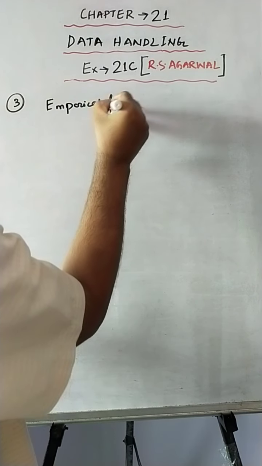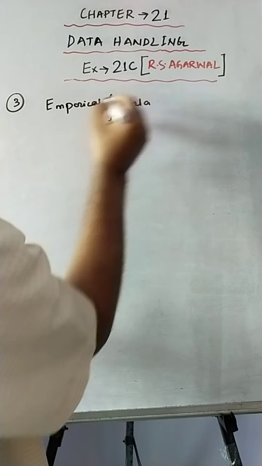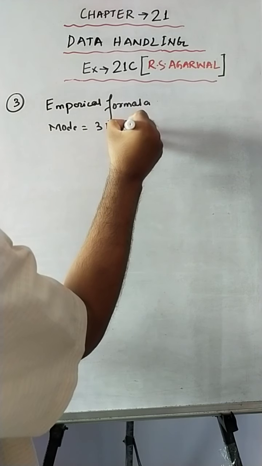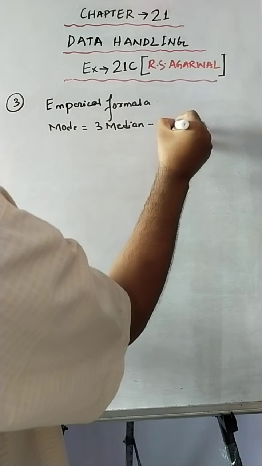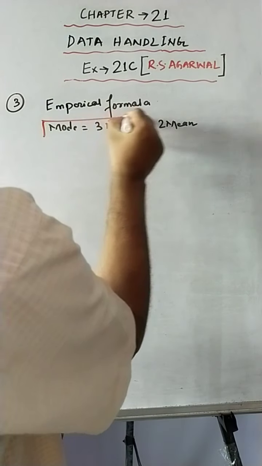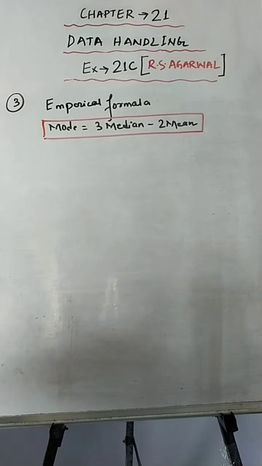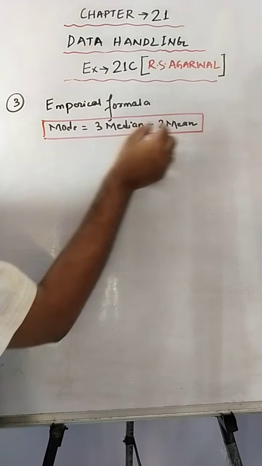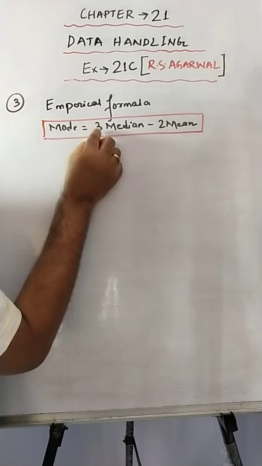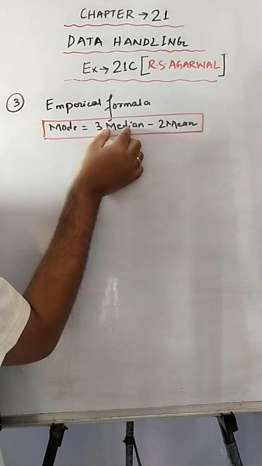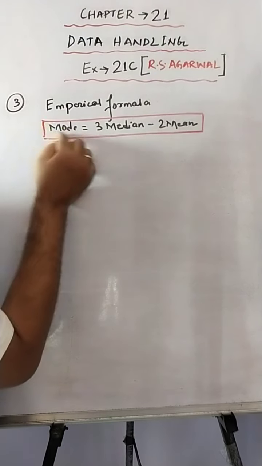According to the empirical formula, mode is equal to 3 median minus 2 mean. This is the empirical formula and this is a very important formula, students, for this class and for all the upcoming classes. Fine. So if you have to find the value of the mode, you need to know the value of the median and mean. Multiply the median by 3 and the mean by 2, subtract those two numbers, and you will get the value of the mode.